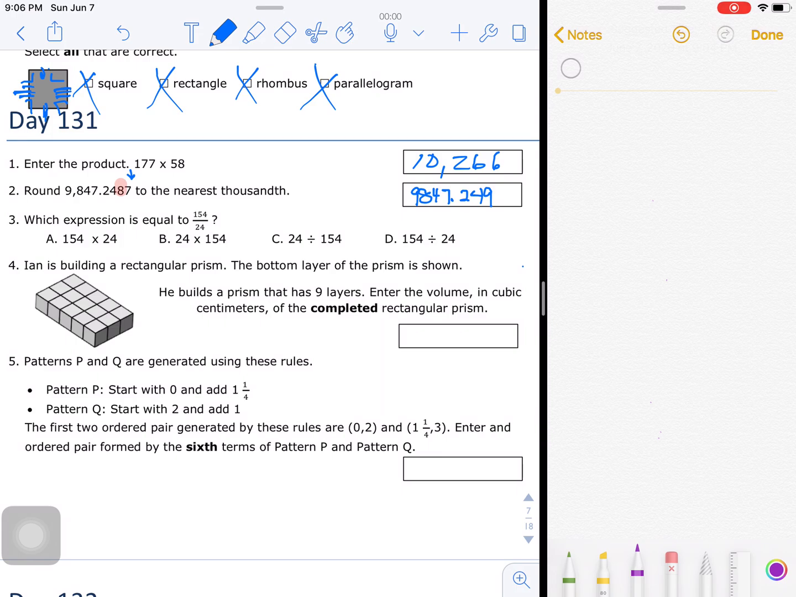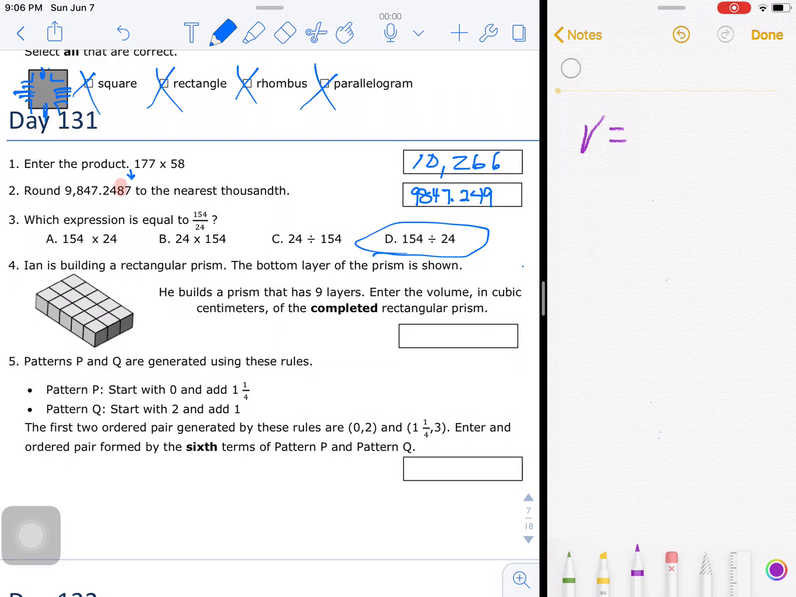Okay, which expression is equal to 154 over 24? Well, we know by now that that is a division problem, so it's D. Okay, number 4, Ian is building a rectangular prism. The bottom layer of the prism is shown. He builds a prism that has 9 layers. Enter the volume in cubic centimeters of the completed rectangular prism.